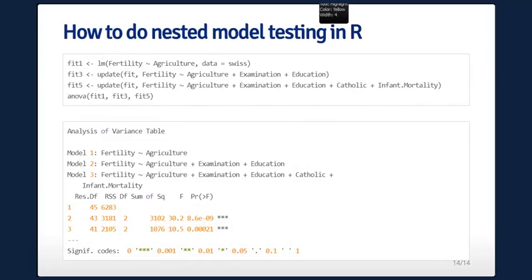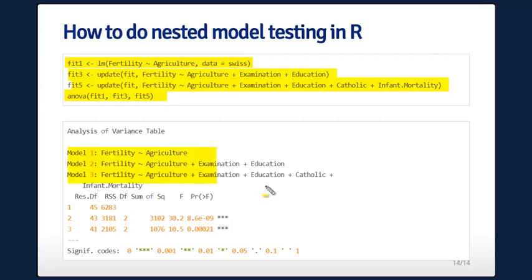So at any rate, if you want to do a nested model search, take as an example, I'm interested in this agriculture coefficient, but I want to know whether or not I need to include the educational covariates as a group, and then whether I need to include these other covariates, Catholic and infant mortality, as a group. If you just fit all three models, where the update function just says keep everything the same except in this case the model, then the ANOVA function will create this series of likelihood ratio tests for you.